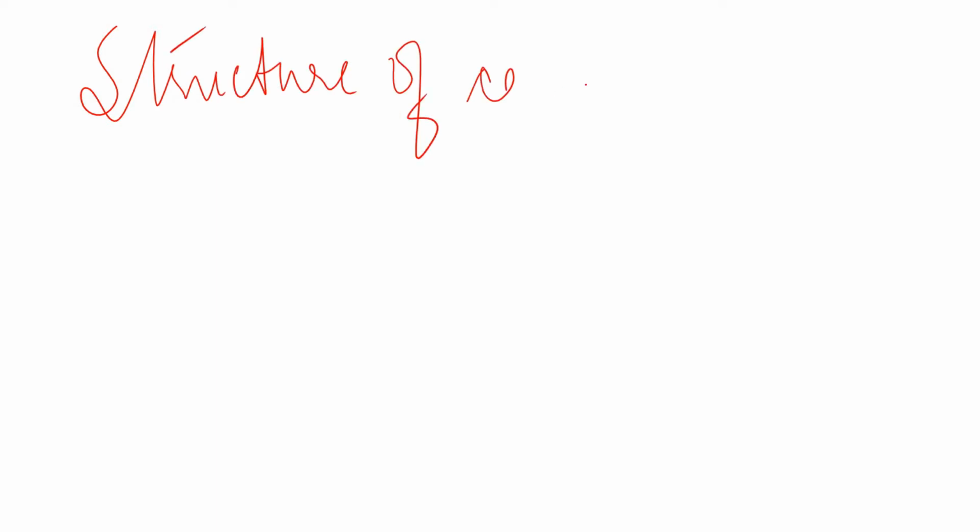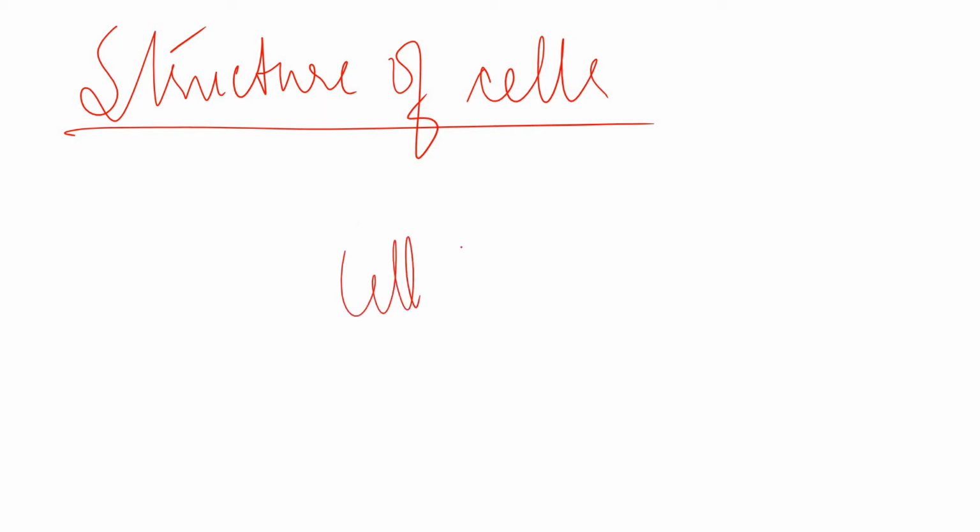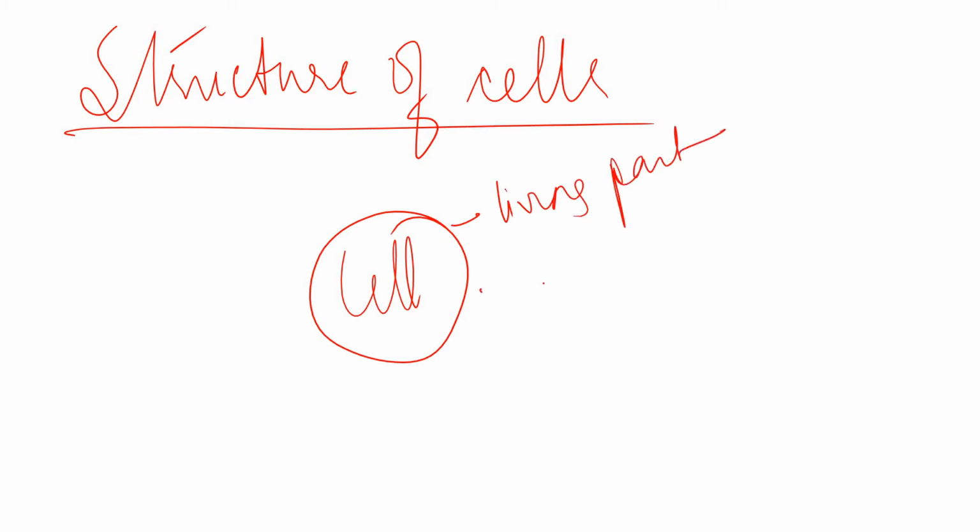So I shall go line by line. We are going to study about the structure of cells. Okay, let's see what is written. A cell has both living and non-living parts. So a cell will have a living part and a non-living part also. Fine, understood.